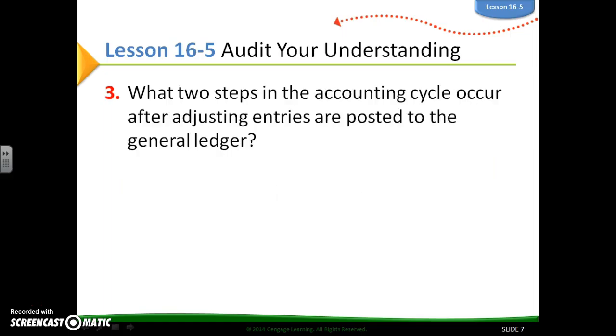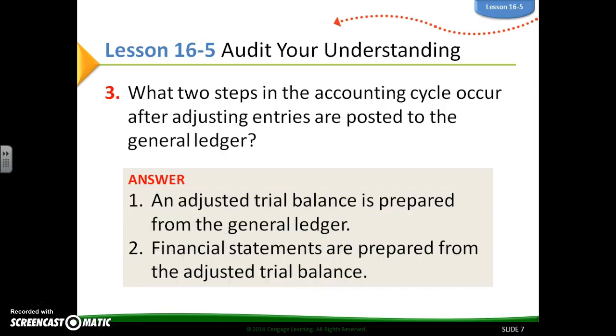What two steps in the accounting cycle occur after adjusting entries are posted to the general ledger? An adjusted trial balance is prepared, and then the financial statements are prepared from that adjusted trial balance. At this point, you want to be thinking about why we do each step in the accounting cycle in the order we do it. The information builds off each step, so we do them in the correct order because we need the information from the previous step in order to continue.